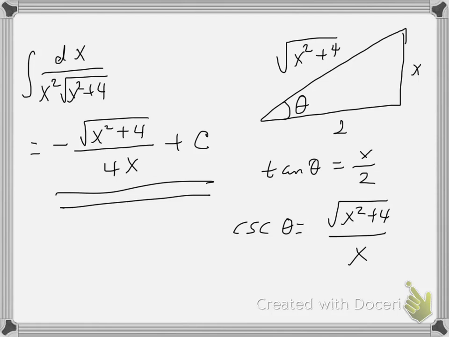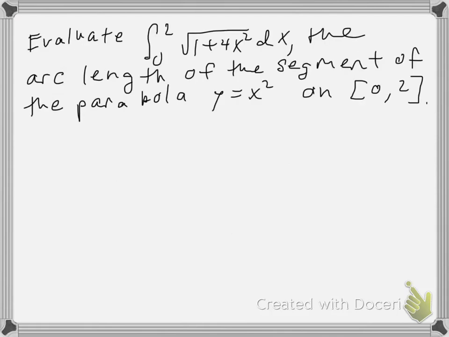Okay, let's take a look at one more example. Now, if we recall this example that we looked at in class, we were taking a look at the arc length of a segment of the parabola y equals x squared on the interval between 0 and 2. And in class we got that we have to find the integral between 0 and 2 of the square root of 1 plus 4x squared dx.